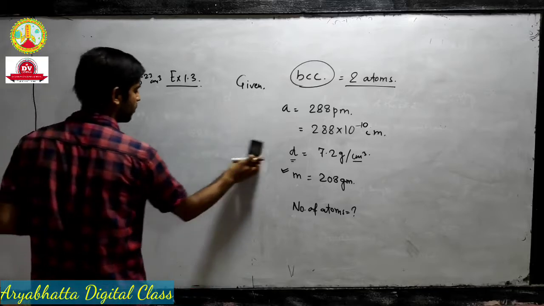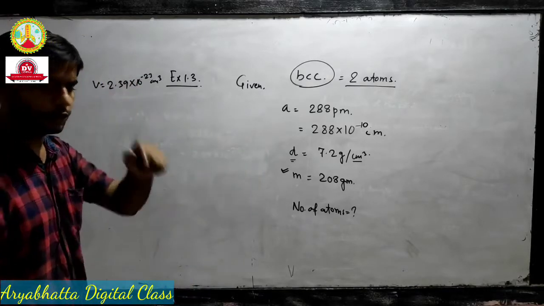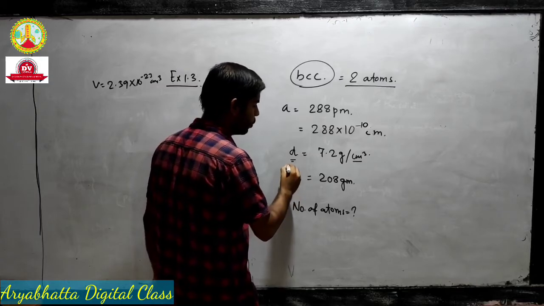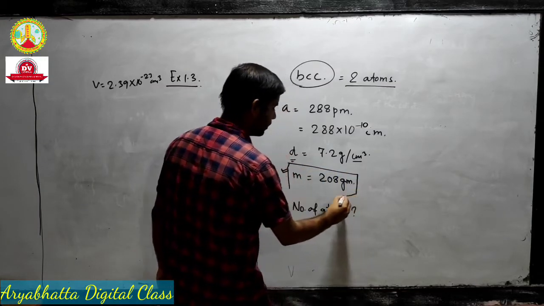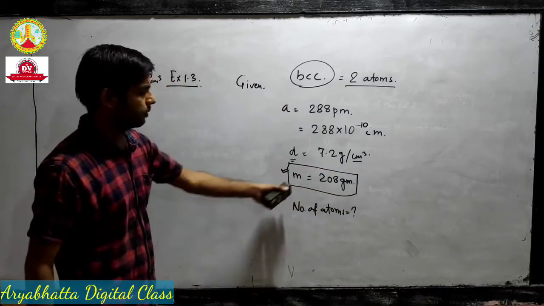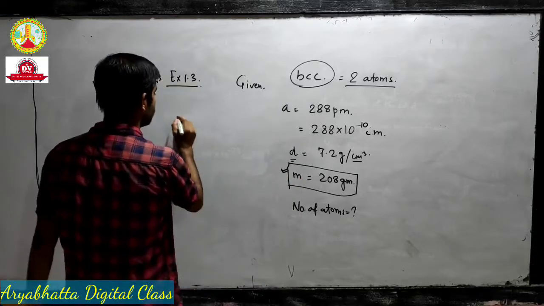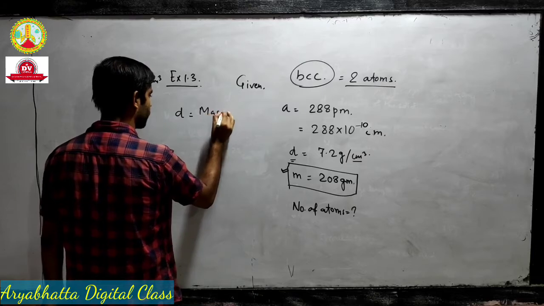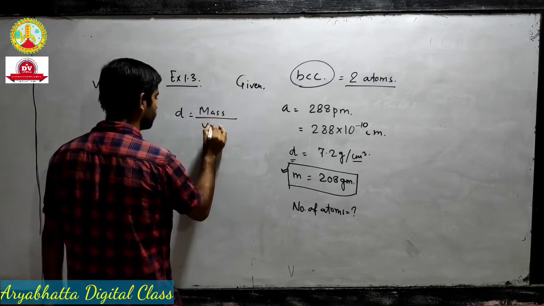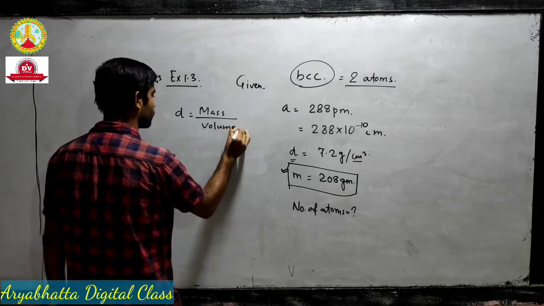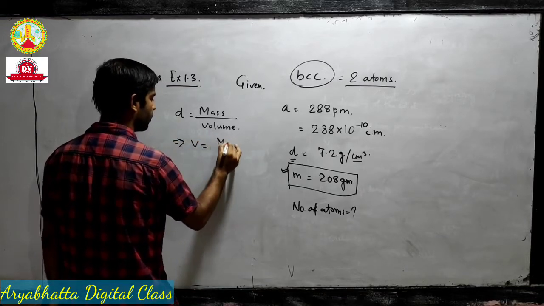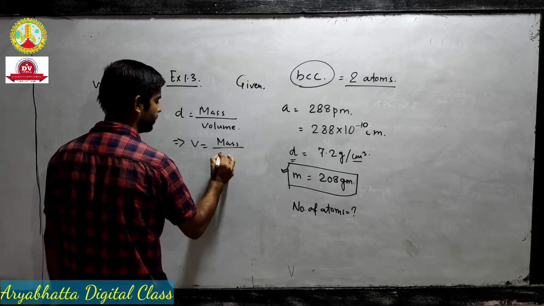So this is the volume of one unit cell. Now what will be the required volume to keep this much mass? Okay, so we know that density is mass by volume. So if we take this V, it will be mass by density.